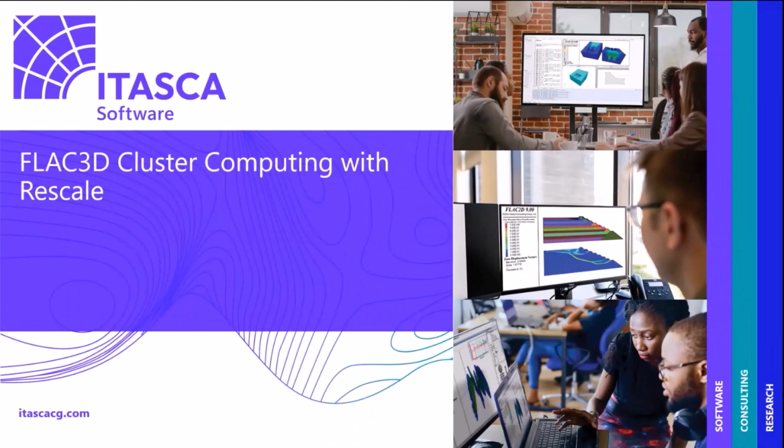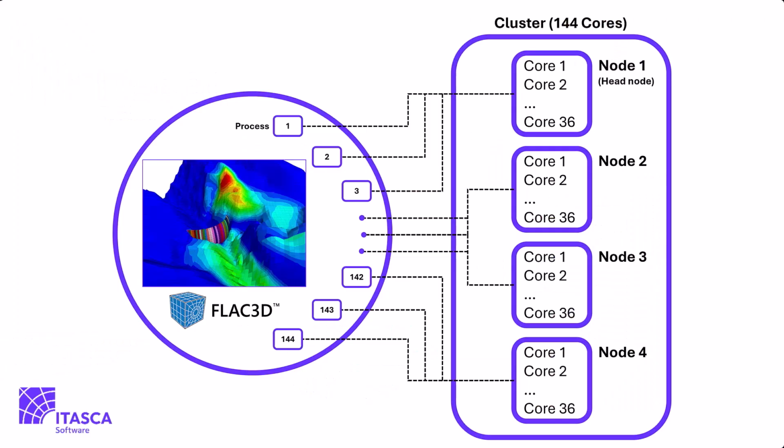Welcome to the tutorial FLAC3D Cluster Computing with Rescale. This is Jim Hazard, ITASCA Software Manager. So as of version 9.2 of FLAC3D, you have the ability to run FLAC3D on a cluster. What this means is that you can divide up your model onto multiple computers that are connected by some sort of fast internet connection. And this will allow you to divide up a very large model into smaller pieces and have them running in parallel and get your solution much more quickly.